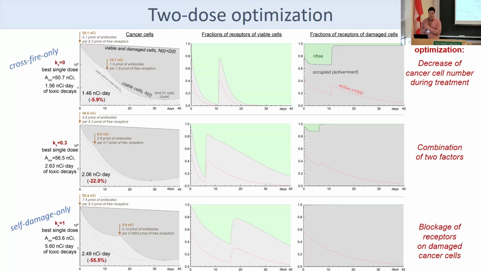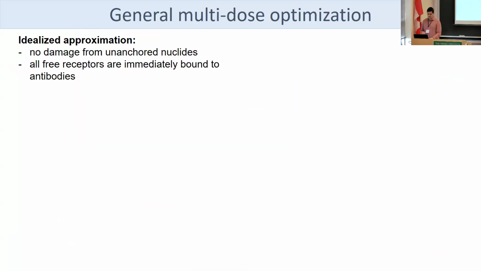So the two-dose case allows understanding the main methods towards optimization of multi-dose treatment, but how to find the optimal schedule in the multi-dose case? I used the following reasoning for multi-dose optimization. We already know that the curative effect of treatment is provided mainly by the nuclides on the antibodies attached to the cancer cells. So let's consider the last auxiliary idealized model, where we neglect the damage from an unanchored nucleus, and all the produced receptors immediately get bound by antibodies. So once a free receptor is produced, it is attached by an antibody, and the antibodies can provide indefinite saturation of receptors.